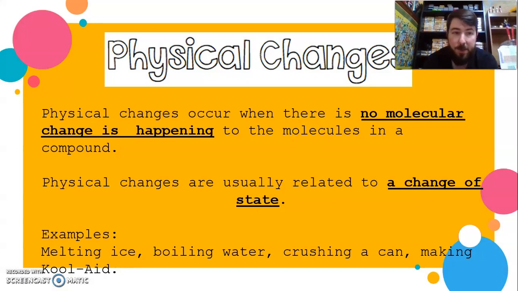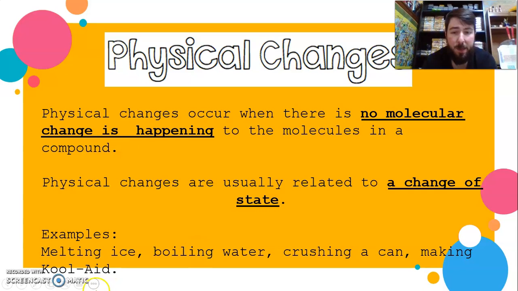So just looking at physical changes, like I said, there's no molecular change happening. We're not changing the elements or anything like that. We're just changing the appearance of it, basically. So like I said, ripping a paper. Or it could involve a change of state. So things like melting ice or boiling water, going from solid to liquid or liquid to gas, or vice versa.